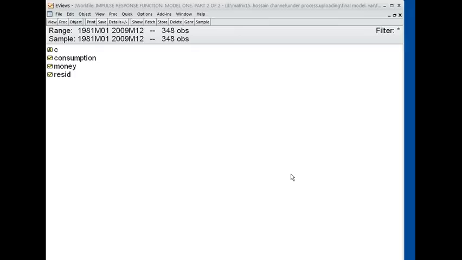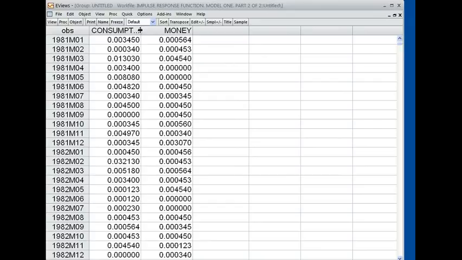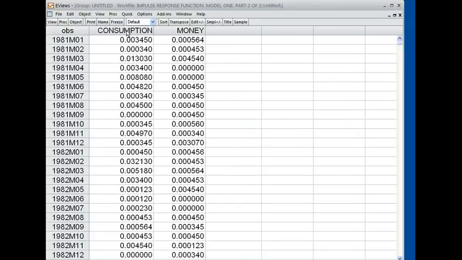Today we shall be developing the impulse response function under a vector autoregressive environment. That is our task. Suppose we have two endogenous variables, consumption and money. I am opening both the variables as a group. So this is our data, consumption and money.